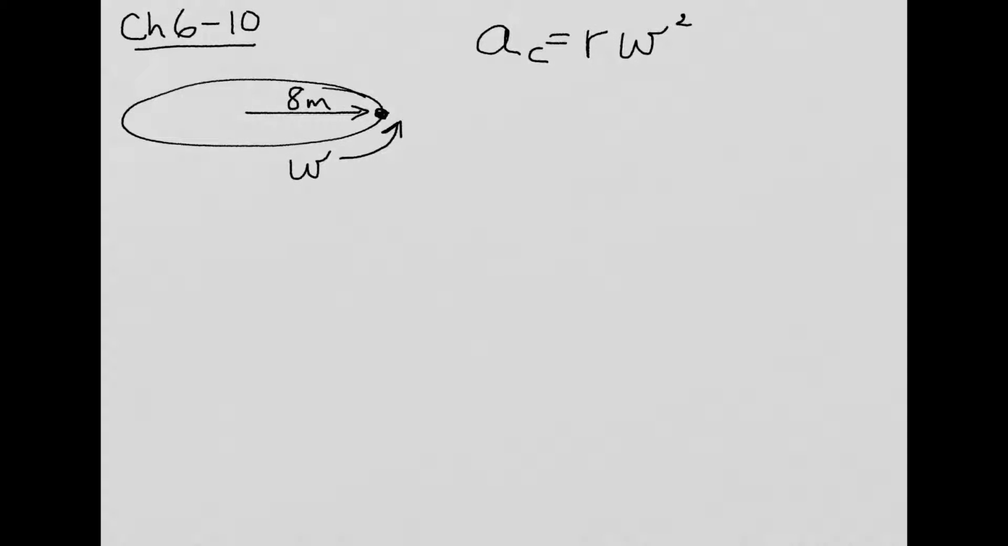Now this is in radians per second, but we'll have to convert that to revolutions per minute. So I solve for the angular velocity by dividing by r, flipping the equation, and doing the square root.